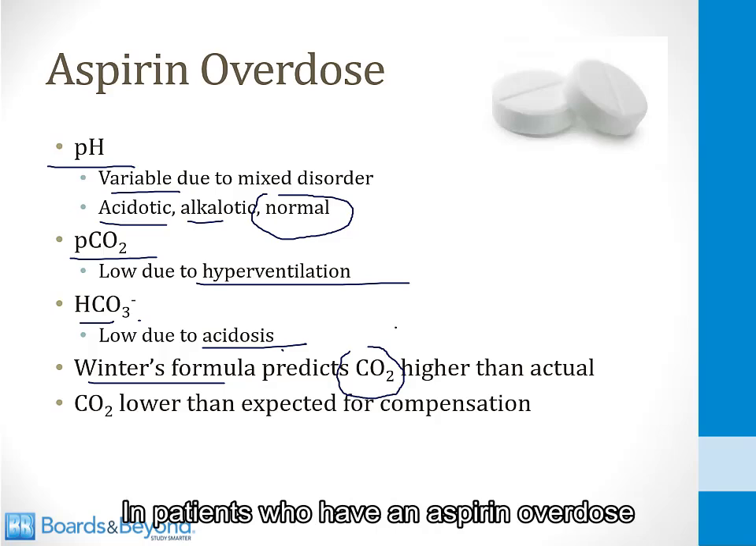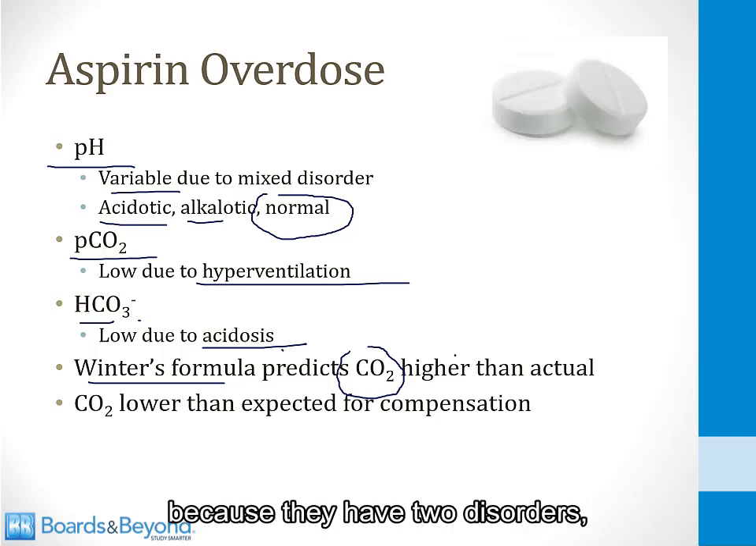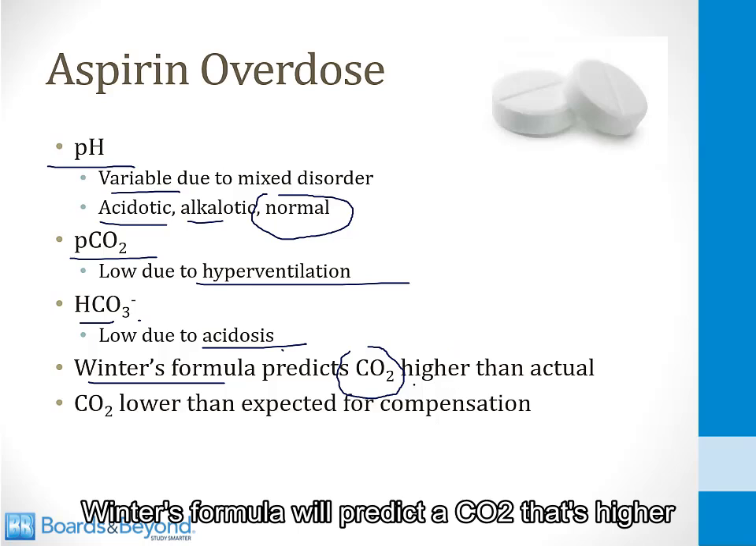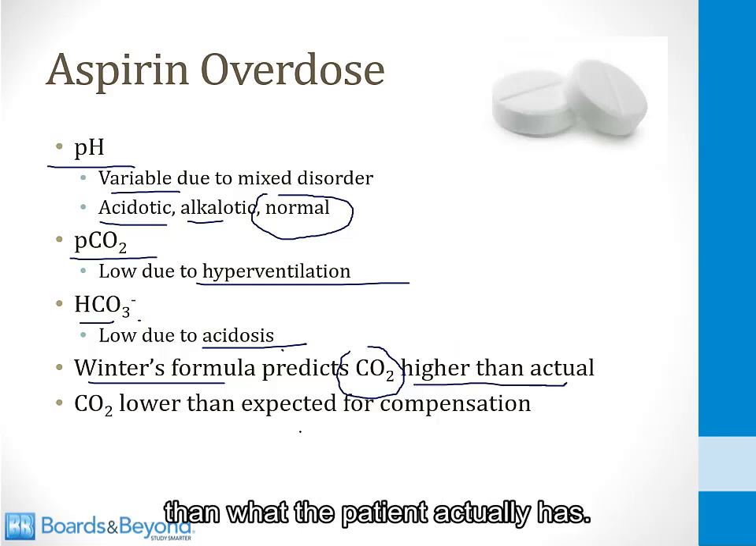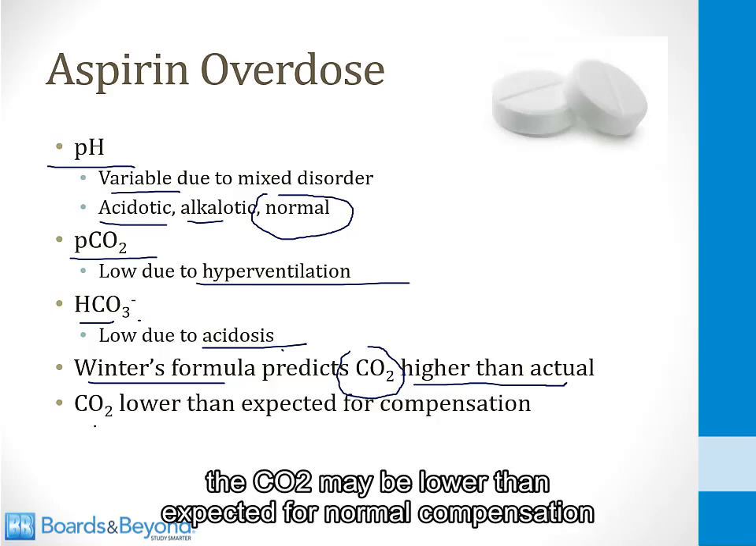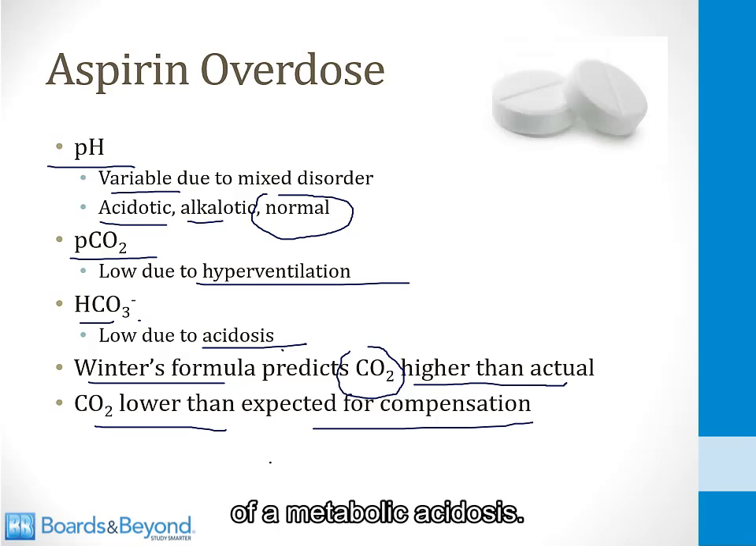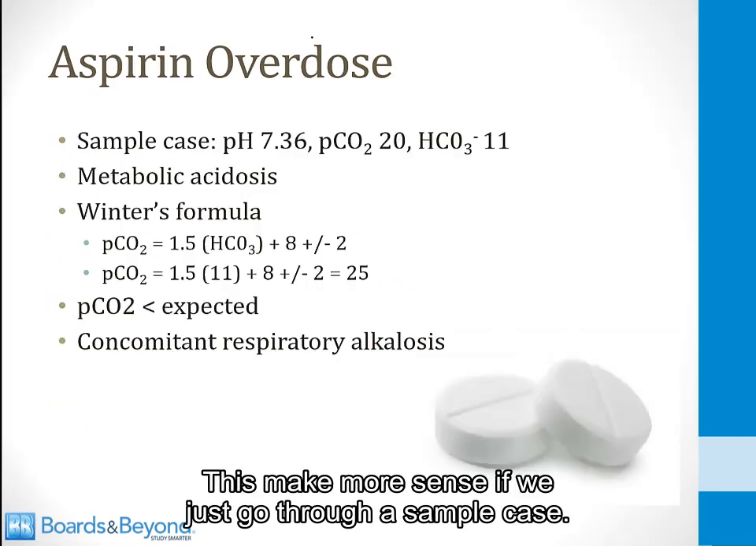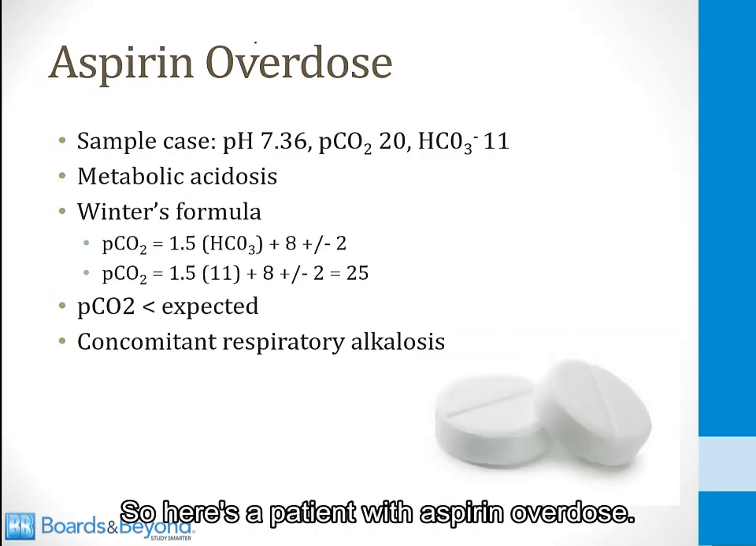In patients who have an aspirin overdose, because they have two disorders, Winter's formula will predict a CO2 that's higher than what the patient actually has. In other words, the CO2 may be lower than expected for normal compensation of a metabolic acidosis. This will make more sense if we just go through a sample case. So here's a patient with aspirin overdose.